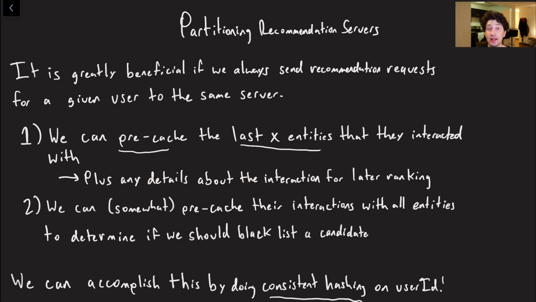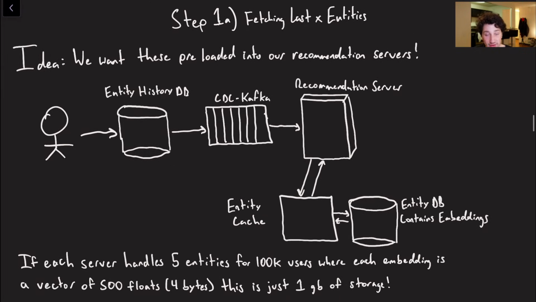I will discuss the fault tolerance of this later in this video, but for now, this is just in the overview phase of it. All right, so let's start going through our two-step process. So right now, what we're first going to talk about is step 1A, which is getting those last X entities. Like I mentioned, this is information that we want to be pre-caching on our recommendation server.